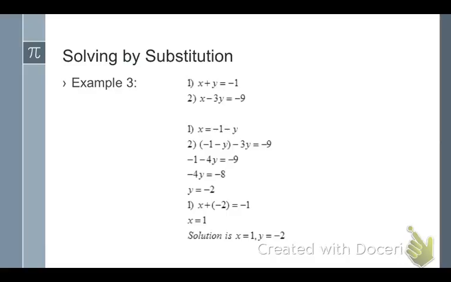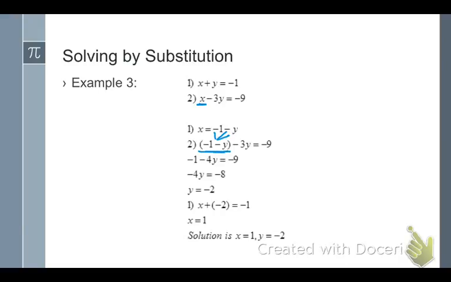And then in equation 2, that was x. There's the x there. I just put that in for x there. And now I have an equation with just one variable, y. So I can solve for y. I can find a value for y.